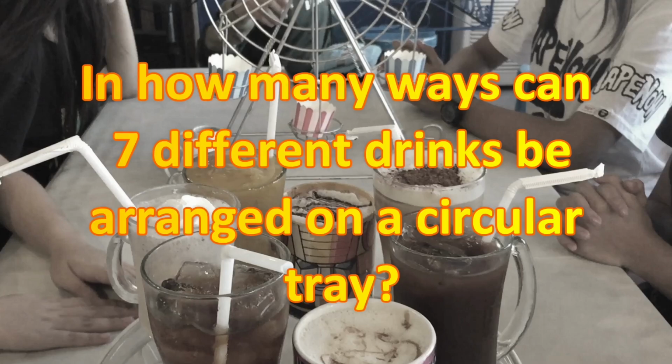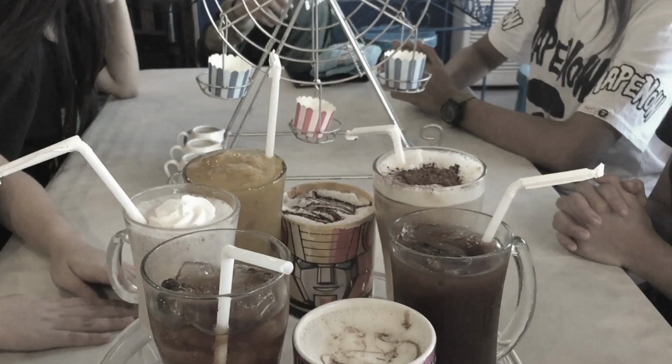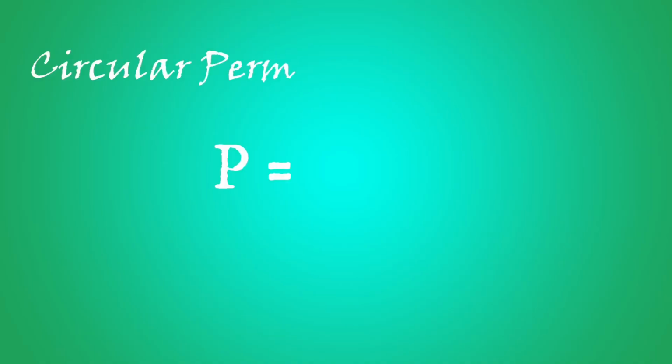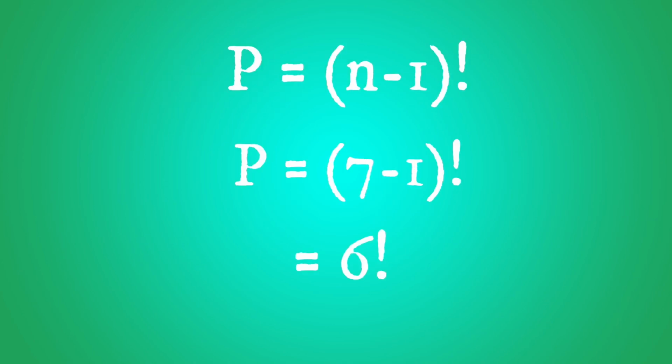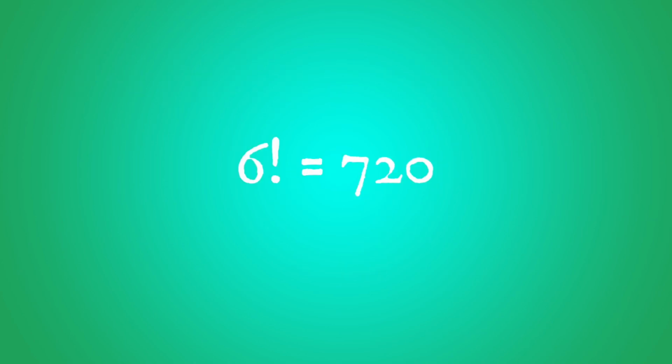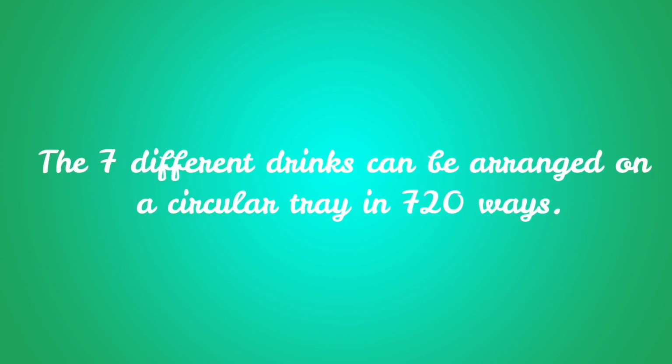How many ways can 7 different drinks be arranged on a circular tray? Our formula is n minus 1 factorial. Since our n is 7, it will be 7 minus 1 factorial, and the answer is 6 factorial, and 6 factorial is equal to 720 ways. So the 7 different drinks can be arranged on a circular tray in 720 ways.